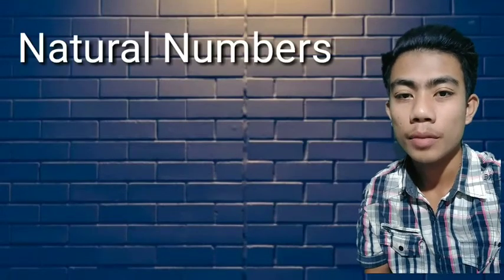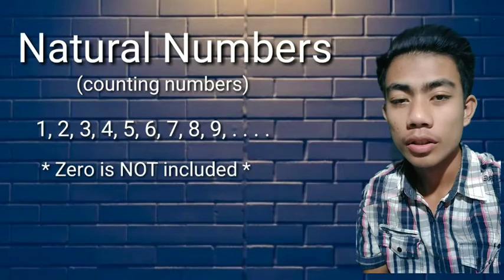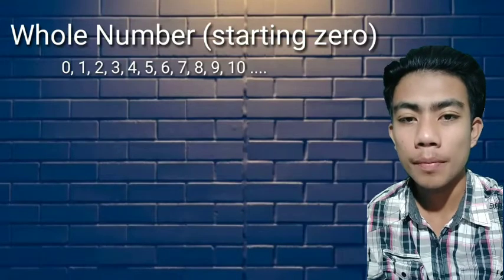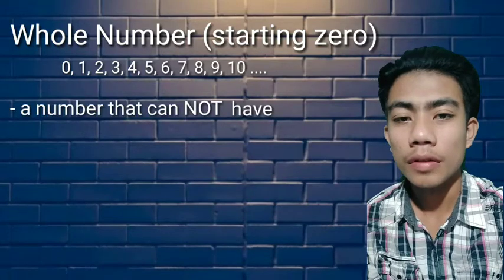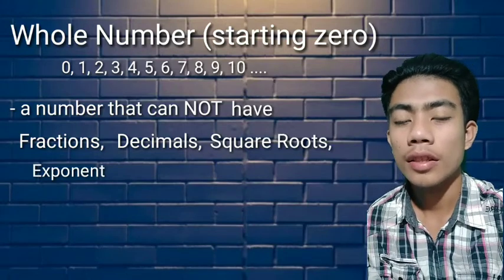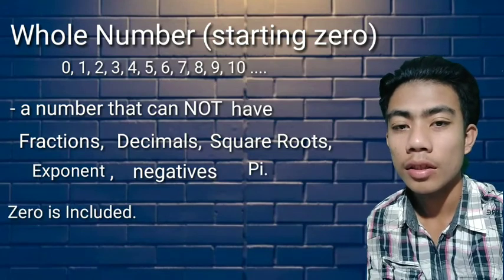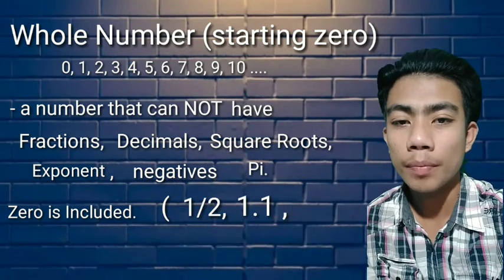For now, I will show you the examples of number theory. First, we have the natural numbers, also called counting numbers. Note that 0 is not included in the counting numbers. Next we have the whole numbers, starting from 0. They are numbers that cannot have fractions, decimals, square roots, exponents, negatives, and also pi. At this time 0 is included. Numbers like 1/2, 1.1, and 3.5 are not included.